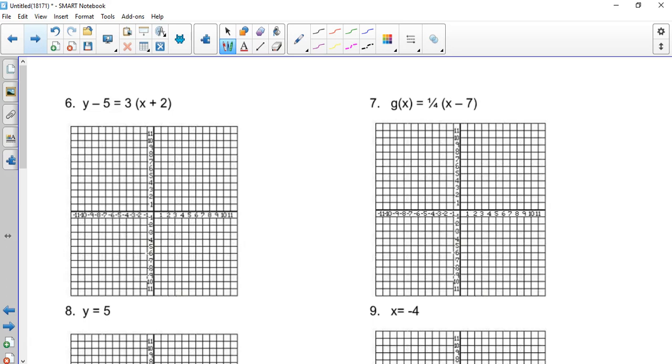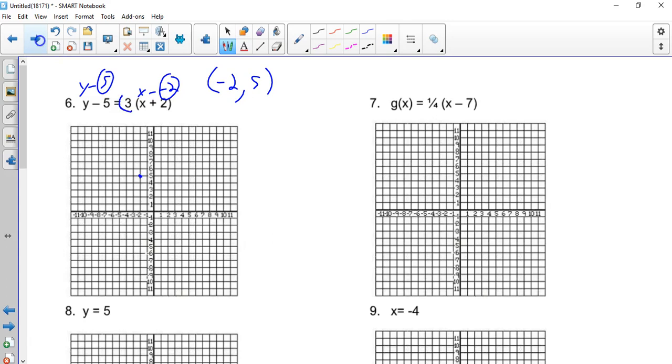Alright, so I guess we did throw one of these in. I'm sorry, I lied. So this is y minus 5. So there's my y. And this is x minus negative 2. So that's my x. So my point is negative 2, 5. So I go negative 2, 5, I'm up 2, up 5.